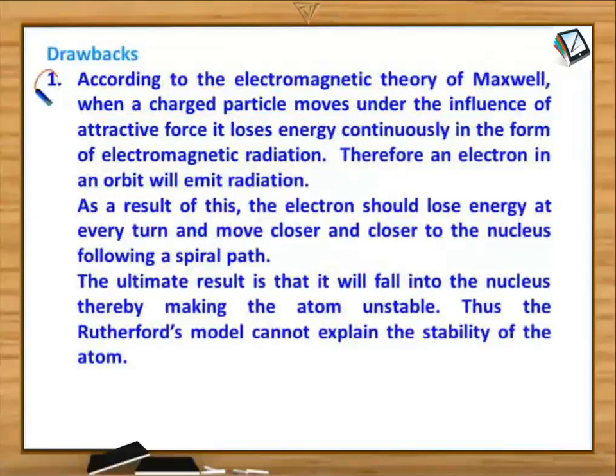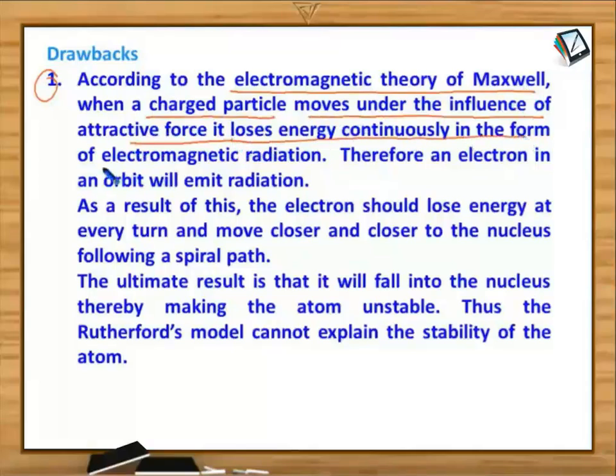The first drawback, according to the modern electromagnetic theories of Maxwell, when any charged particle moves under the influence of opposite charge, it should continuously lose energy in the form of electromagnetic radiation. So what is this? Any charged particle which is moving. So what is the charged particle which is moving here? This is the electron. Any charged particle which is moving under the influence of opposite charge, that is the positively charged nucleus, should continuously lose energy.